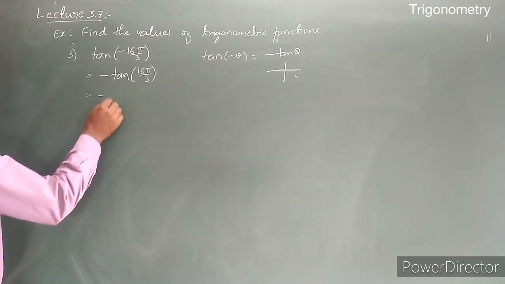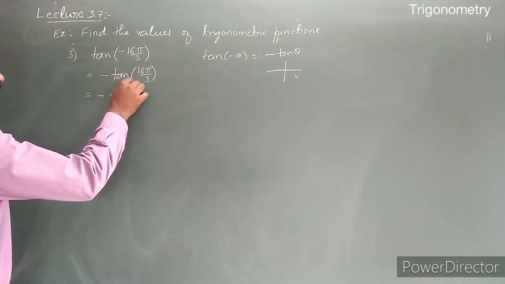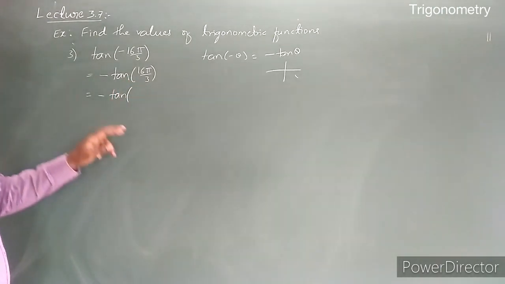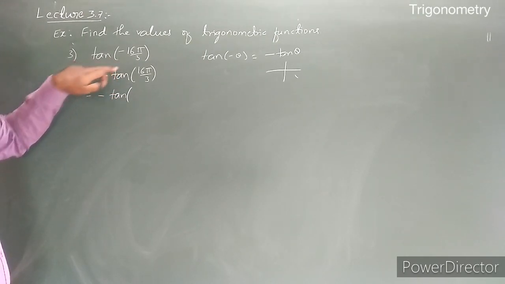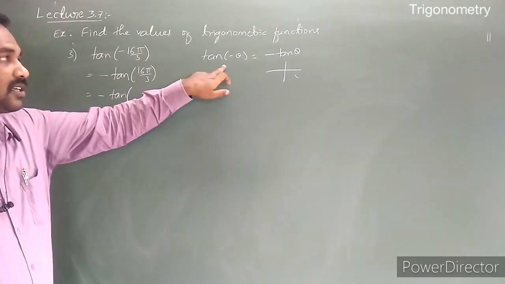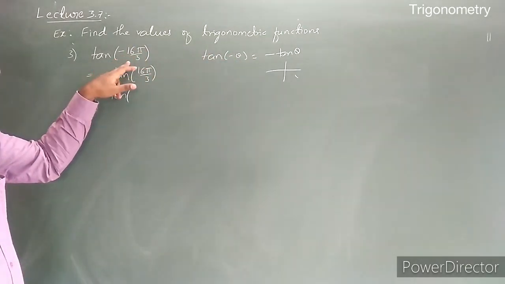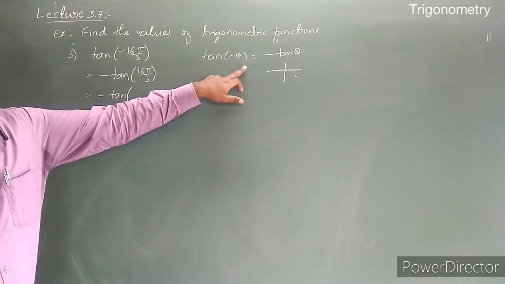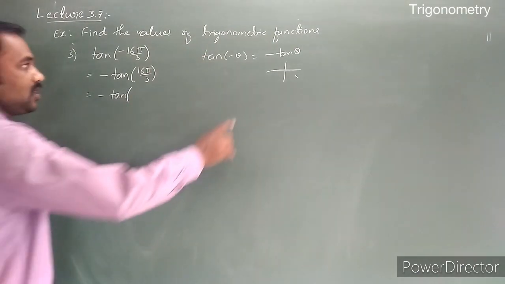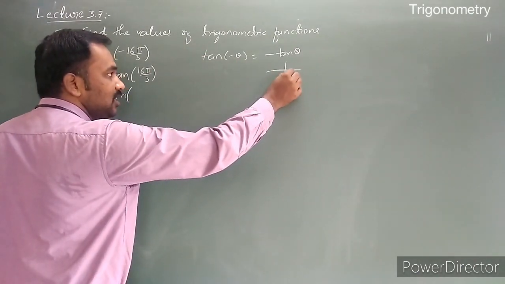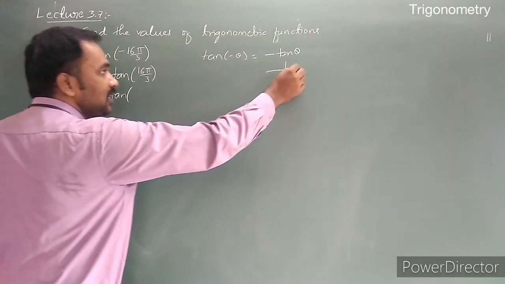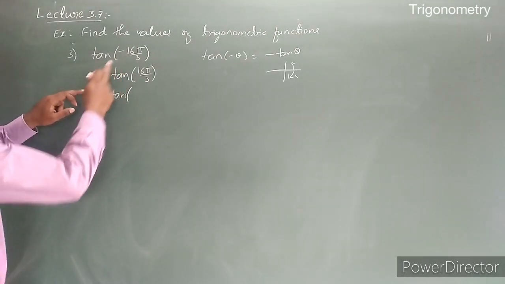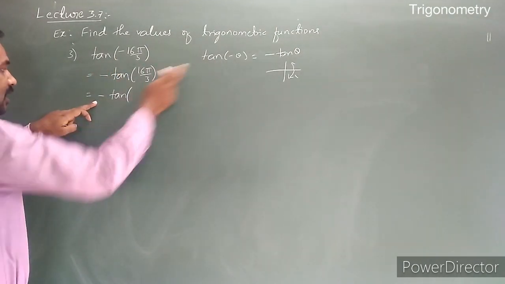So minus, keep outside, tan of. Now split this 16 pi by 3. You can pause the video and continue. How to split and how it comes was mentioned in a previous video. First convert this negative angle into positive using the allied angle formula. A negative sign means the angle is measured in a clockwise direction; a positive sign means the angle is measured in an anti-clockwise direction. I just converted using this allied angle formula.